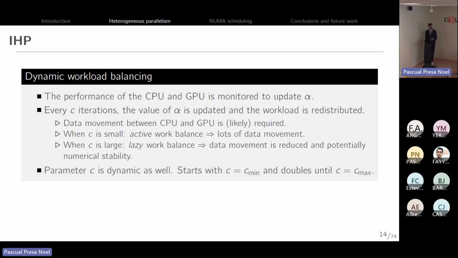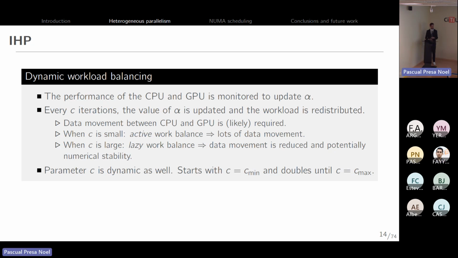So when C is small, we have a very active workload balance mechanism, and we solve potential performance problems very fast, but we can also incur a lot of data transfers, which is overhead at the end of the day. On the other side, when we have a large value of C, we have a more lazy workload balance algorithm, but also we reduce data movement, which in extreme cases can also incur potential numerical stability issues.